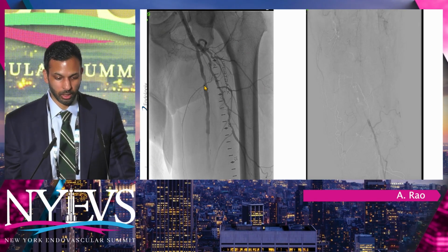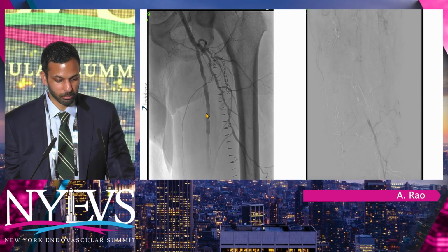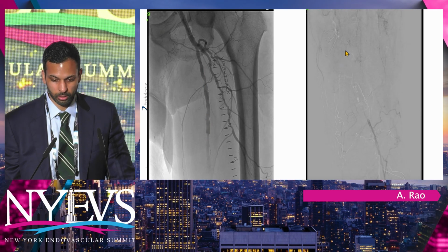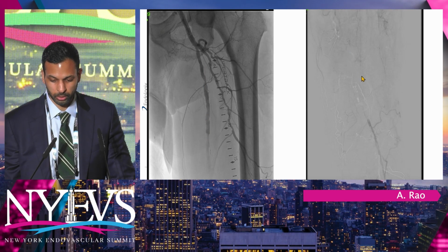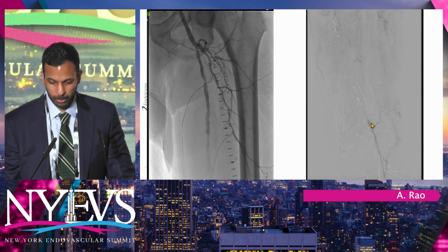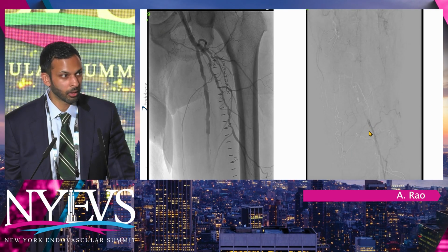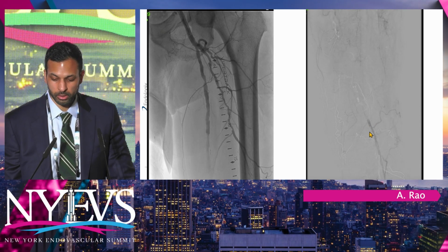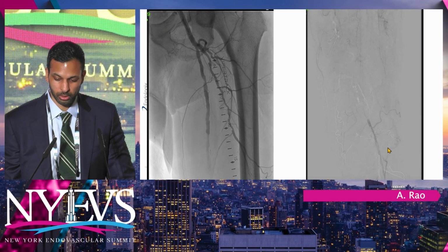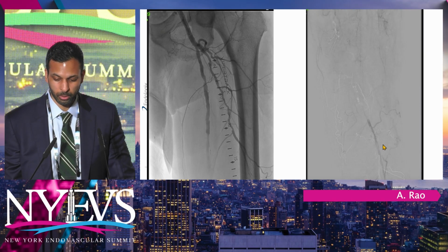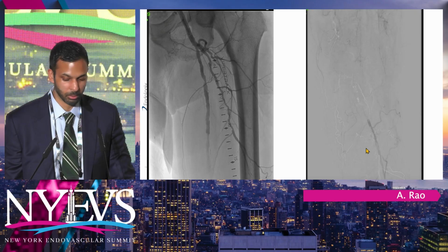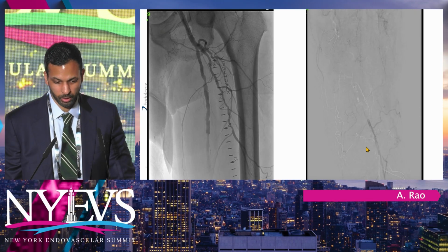So here you can see it's really not too bad, with some disease in the SFA, but the mid-distal SFA is completely occluded, and the popliteal artery comes back behind the knee. Now, the other nice thing about this case is I'm not burning bridges, because in theory I could end my PTAB behind the knee, and so I could still do a below-knee bypass down the road if I wanted to.